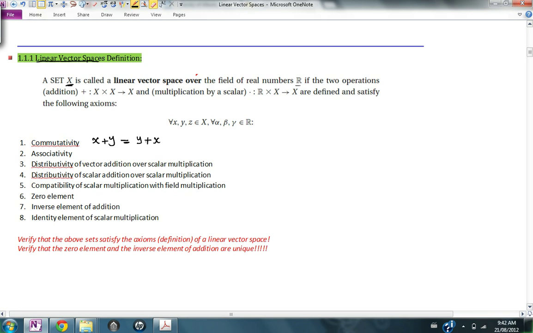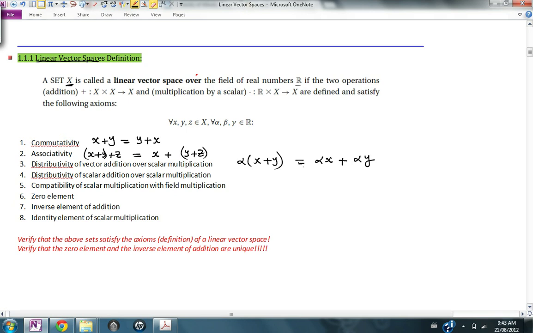Associativity: if I add x plus y plus z, and I perform x plus y first, I will get the same result as if I do y plus z first and then add it to x. The next is distributivity of vector addition over scalar multiplication. If I have two vectors x and y, and I add them and multiply by alpha, the order of operations doesn't matter. I can add x plus y first and then multiply by alpha, or I can multiply alpha by x and alpha by y and add the final results, and these two will be equal.